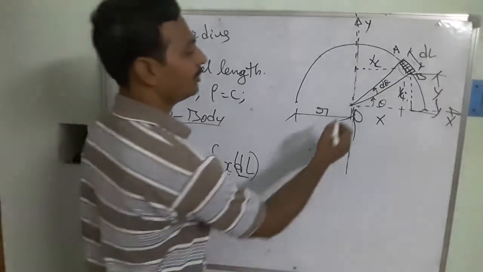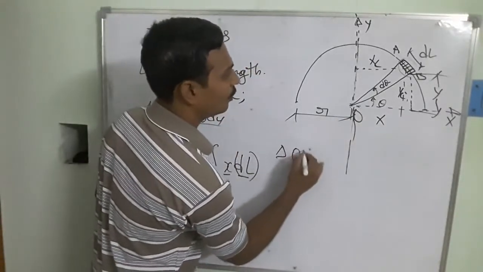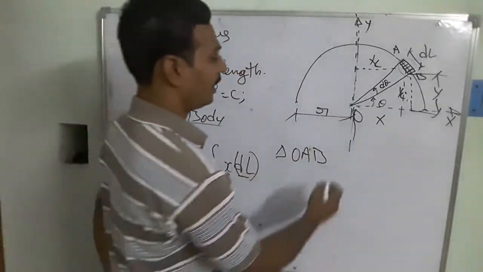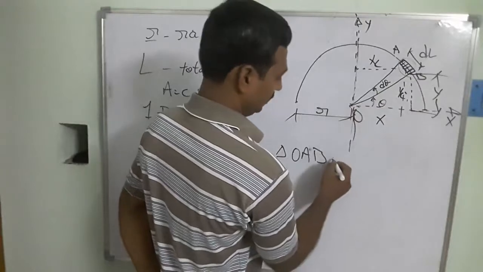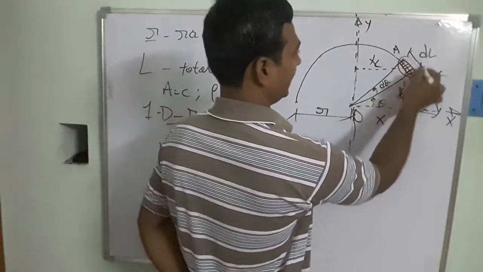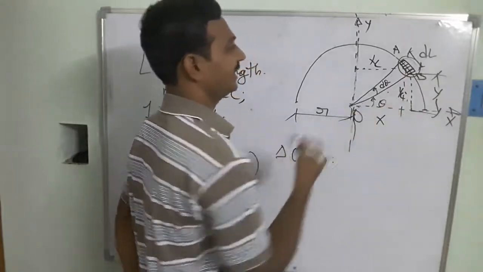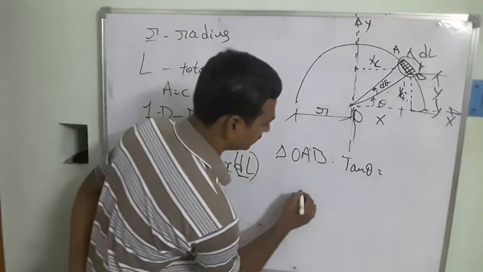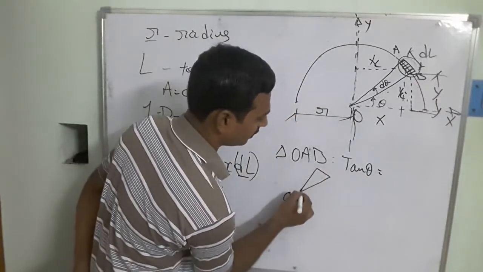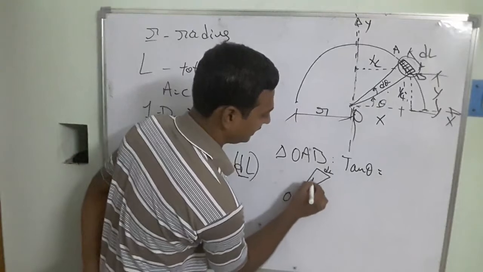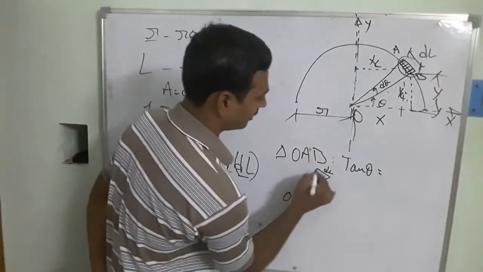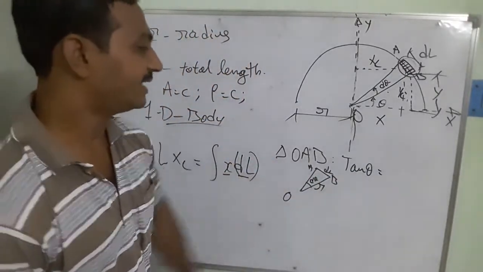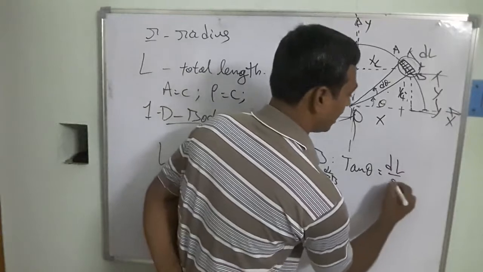For this one I am going to take the triangle OAB. In this case, I need to find what dl is in terms of the radius as well as theta, right? So I take tan theta is equal to, suppose this is O, this is dl, this is d theta, and next this is r. So this is A as well as B, right? Once it is tan theta is equal to, what is the formula? dl by r.